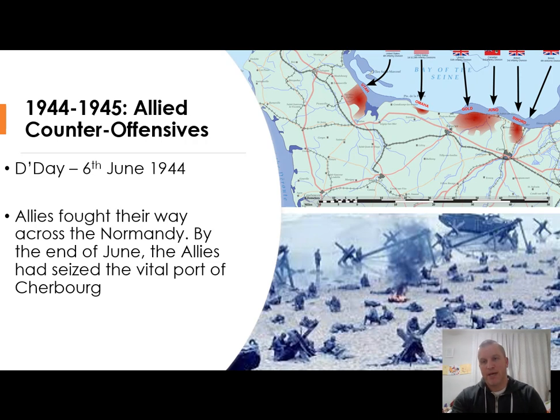Some of them are able to go ashore pretty quickly. Utah, and particularly Omaha Beach, those landings were particularly intensive for the Americans. But long story short, they land. Now, Erwin Rommel, who's the German general, had said, if in the first 24 hours we can't kick them off the beach, then we've lost the war.